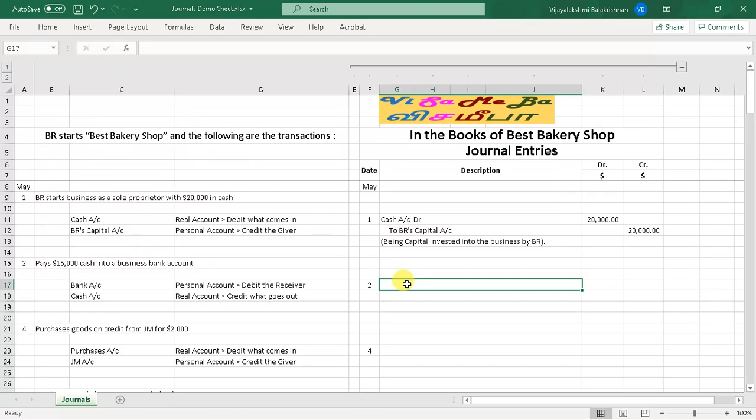So bank is a personal account, so we take the debit rule, which is debit the receiver, because the bank is receiving the funds. And what is going out? Cash is going out, so it's a real account. So credit what goes out. So the journal entry would be bank account Dr, to, it should start from the third letter, To cash account.